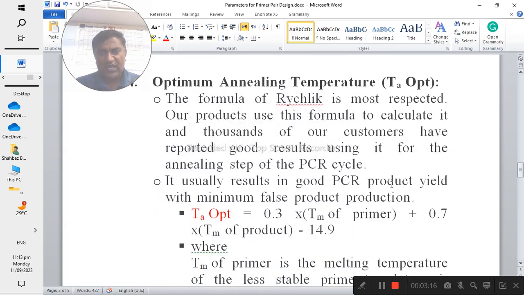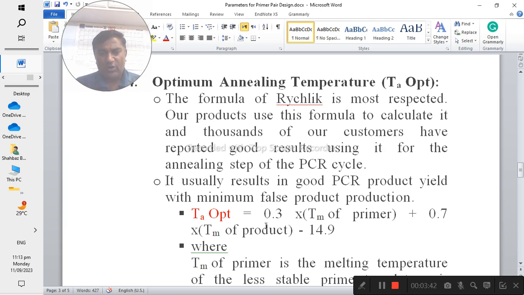The formula of Rychlik is the most respected. Our product uses this formula to calculate it, and thousands of our customers have reported good results using it for the annealing step of the PCR cycle. It usually results in product yield with minimum false product production.